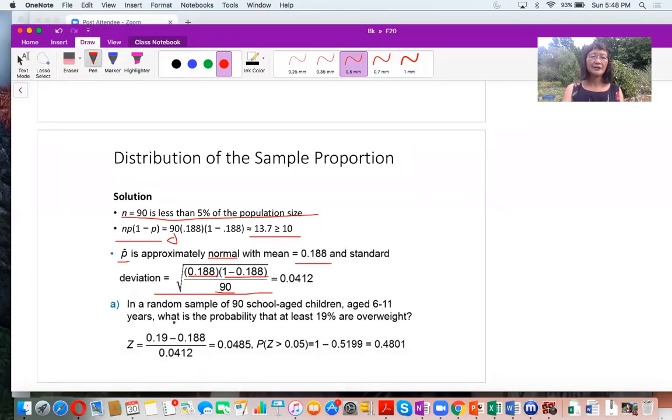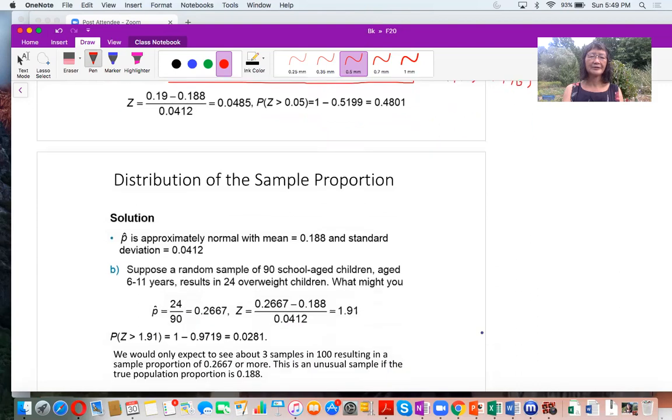And now the question asks you, what is the probability that at least 19% are overweight? Okay, so this question is the same as what is the probability X, at least means greater than 19%. That is the question. What is the probability X greater than 19%?